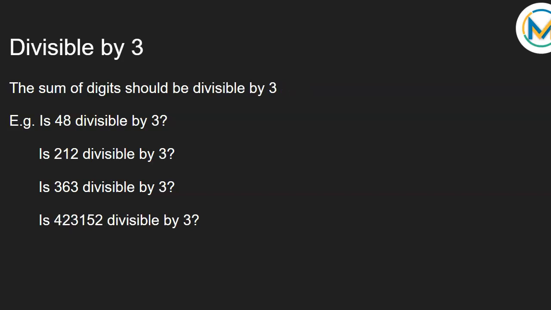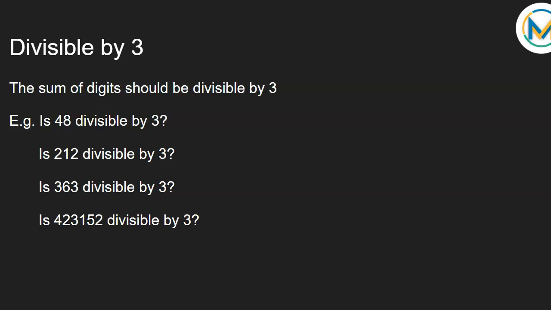Next is the test of divisibility for 3. For 3, the sum of digits should be divisible by 3. What does that mean? So is 48 divisible by 3? So 4 plus 8 is 12. 12 is divisible by 3, hence 48 is divisible by 3. So the sum of digits, if it is divisible by 3, the number itself is also divisible by 3.